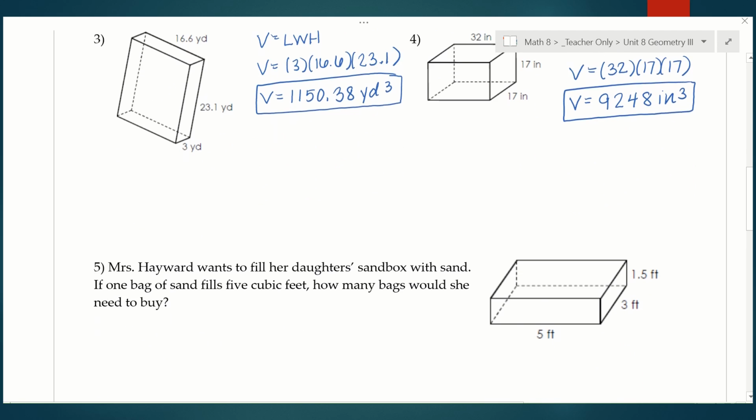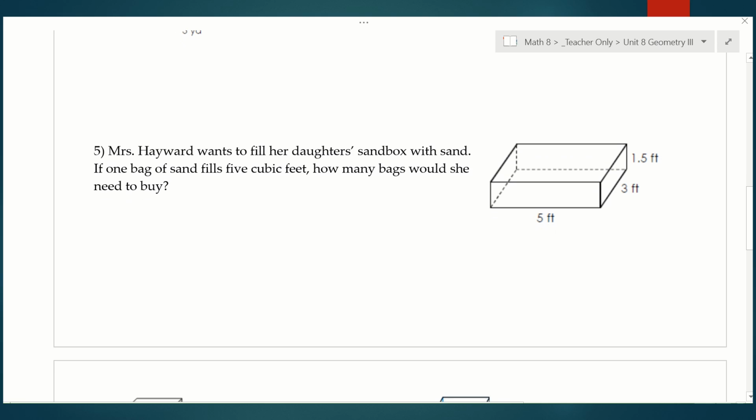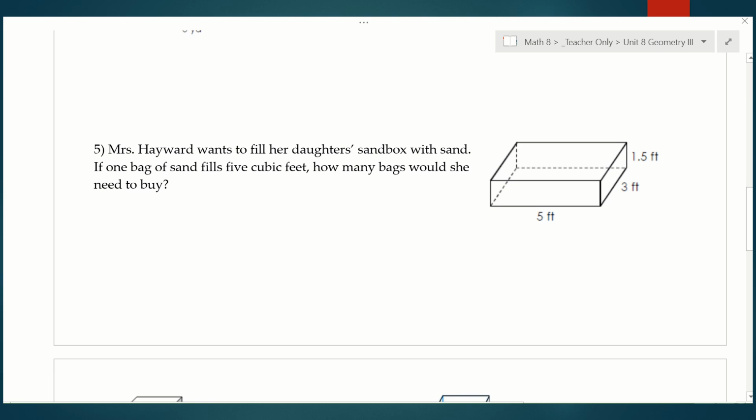All right, number 5. Mrs. Hayward wants to fill her daughter's sandbox with sand. If one bag of sand fills 5 cubic feet, how many bags would she need to buy? True story, by the way. Had to do this last summer. So if these are the dimensions of the sandbox, the first thing I have to do is figure out the volume. Okay, so how much sand total does this sandbox hold?